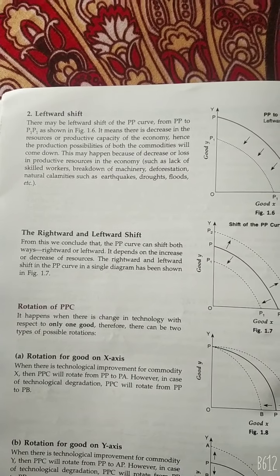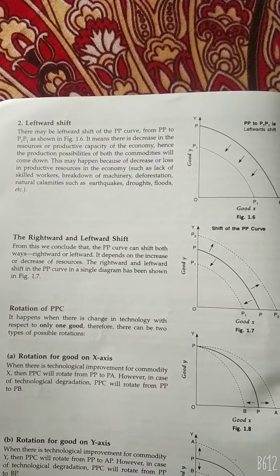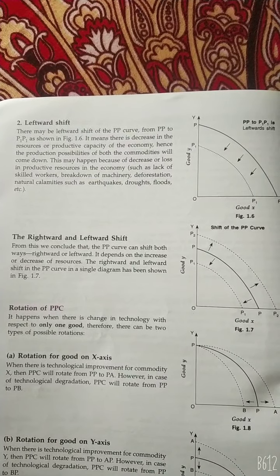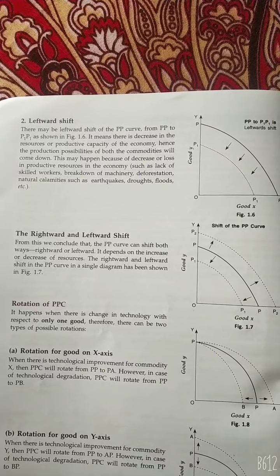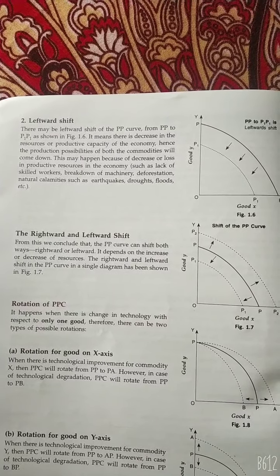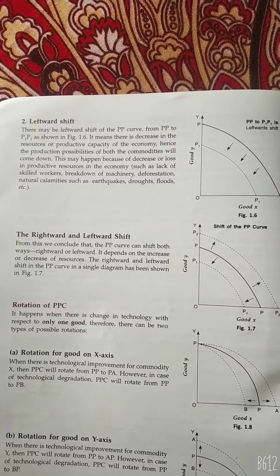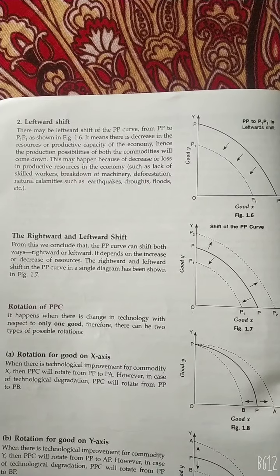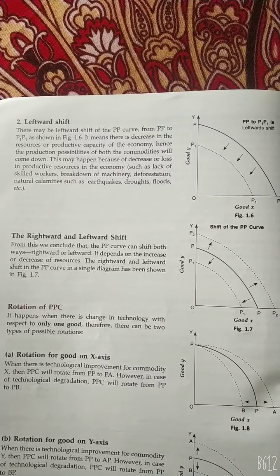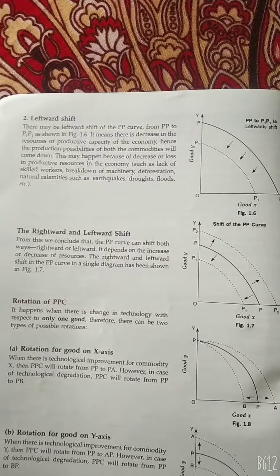Next, leftward shift. There may be a leftward shift of the PP curve from PP2 to PP1. In the figure, it means there is a decrease in the resources and productive capacity of the economy. Hence, the production possibility of both commodities will come down. This may happen because of decrease or loss in the productive resources in the economy, such as lack of skilled workers, breakdown of machinery, deforestation, natural calamities such as earthquake, drought, flood, etc.